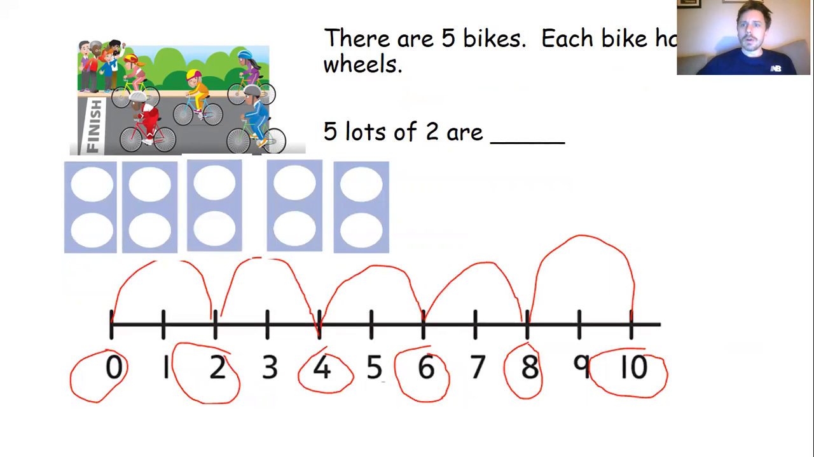Okay, so how did you get on? So we've got 5 pieces of Numicon here. So let's just check. I hope you've been practicing counting your 2s. So we go together: 2, 4, 6, 8, 10, and the same with the number line. 1 jump to 2, 2 jumps to 4, 3 jumps to 6, 4 jumps to 8, 5 jumps to 10. So you can see the number that I've landed on each time, counting up in 2s, the number is 10. So 5 lots of 2 are 10.